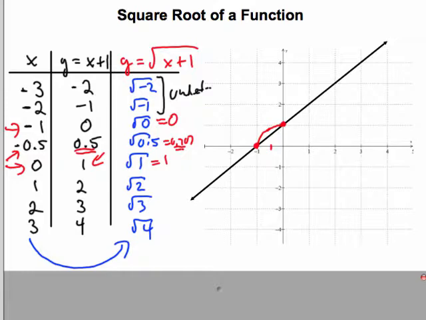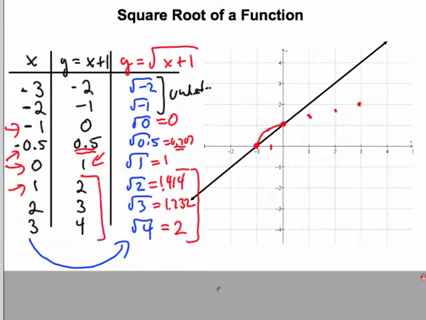Okay, let's carry on. At x equals 1, the y value is 2, so the new y value is the square root of 2, which is 1.414. If I plot that at x equals 1, that's approximately there. Root 3 for the next is 1.732, that's approximately there. And root 4 for x equals 3 is there. And what I'm noticing here is that the y values are smaller than the original y values.